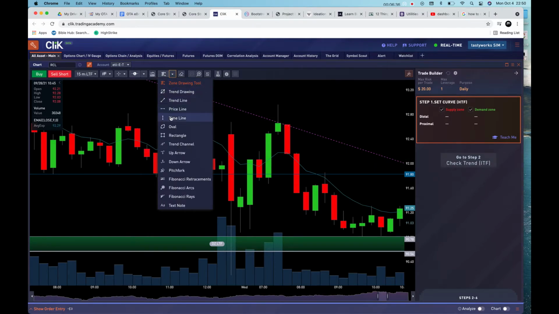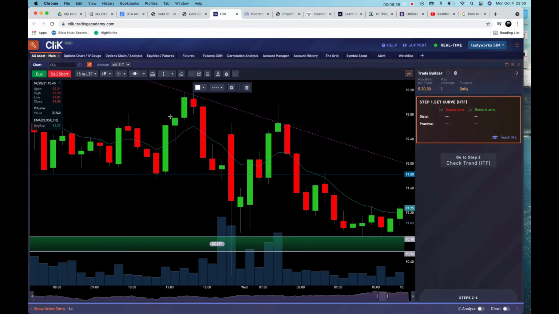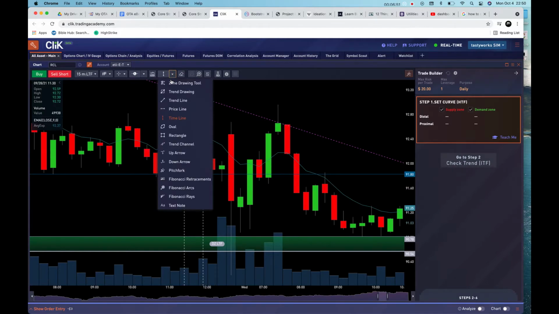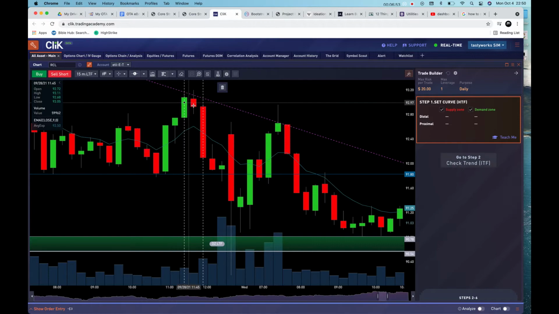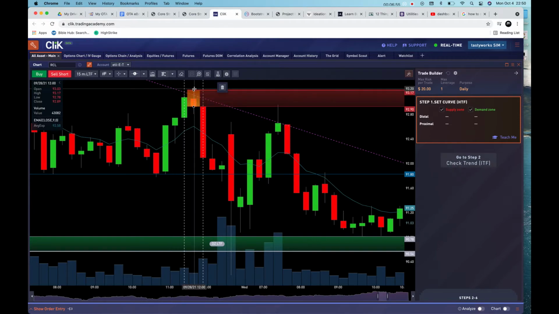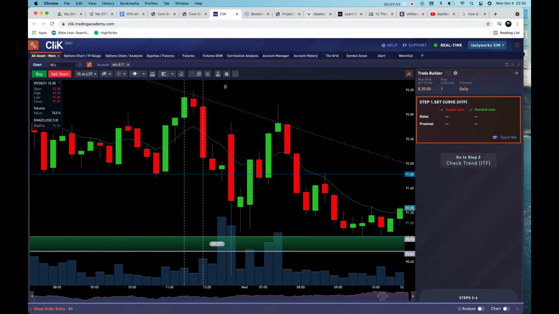So in this particular platform, they have a line, it's called a timeline. We can place a line there. We can place a line there. And then we have this one candle here, which would be our basing candle for a supply zone. Okay? Now let's get rid of that.